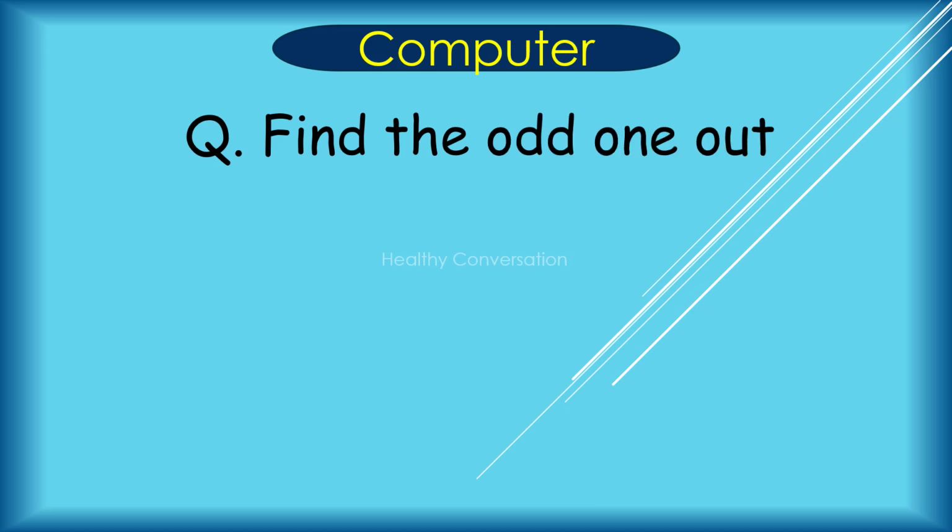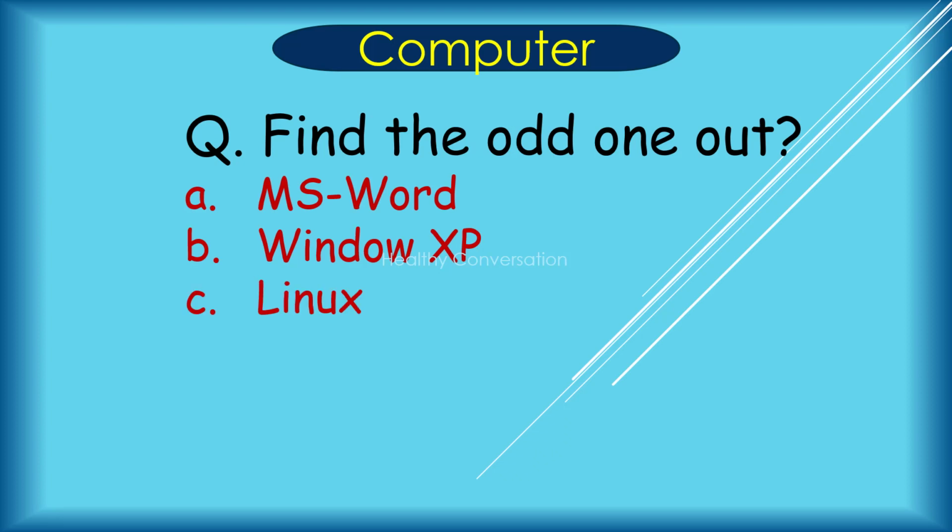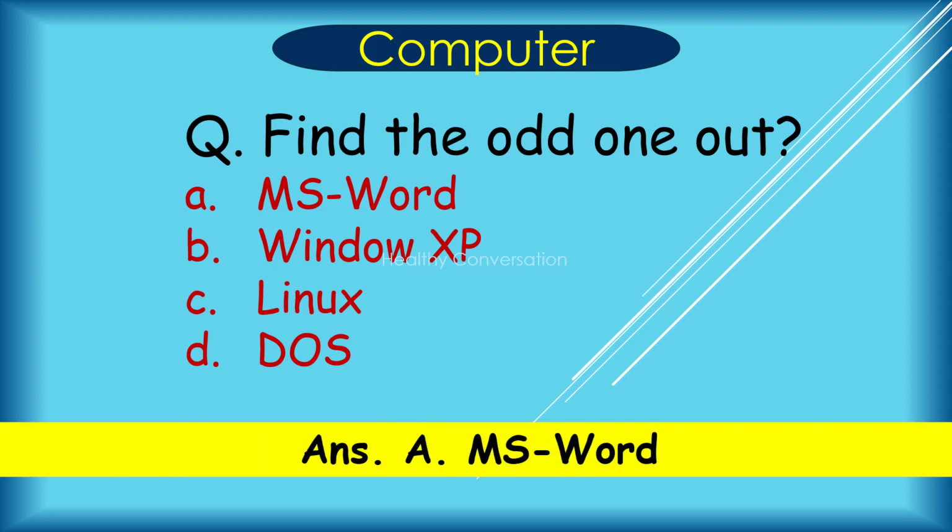Question. Find the odd one out. A. MS Word, B. Windows XP, C. Linux, D. DOS. Correct answer is A. MS Word.